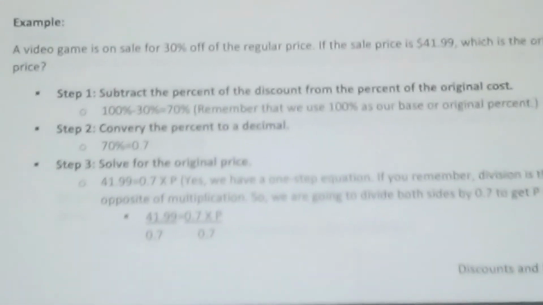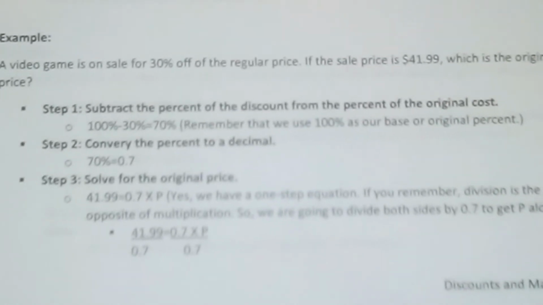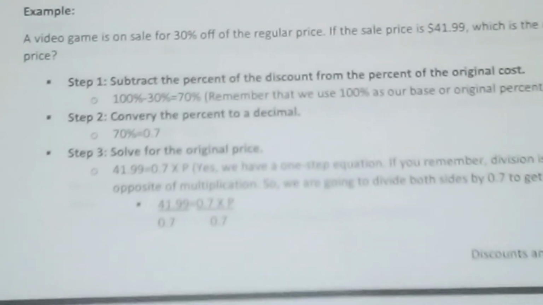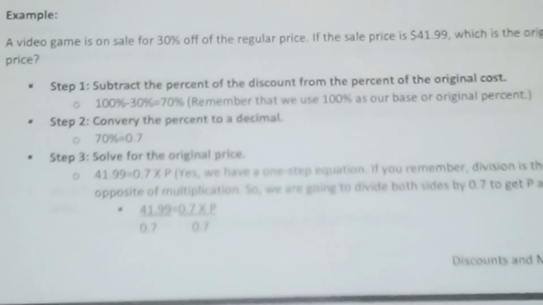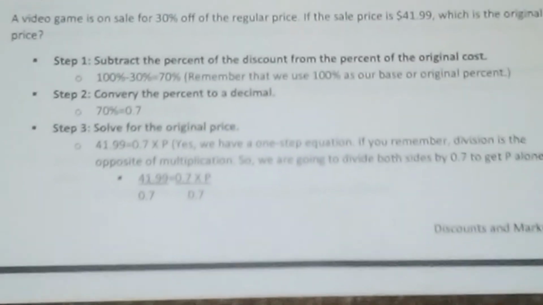Okay, so now let's look at finding original price. You can find the original price of an item when you know the final price and the discount. So let's look at an example of this. A video game is on sale for 30% off of regular price. If the sales price is $41.99, what is the original price?